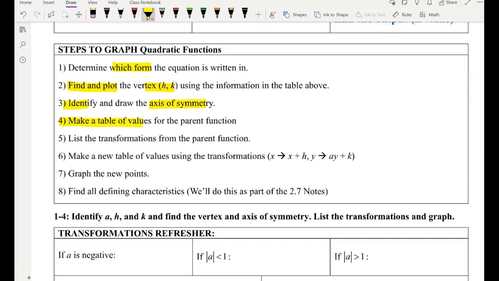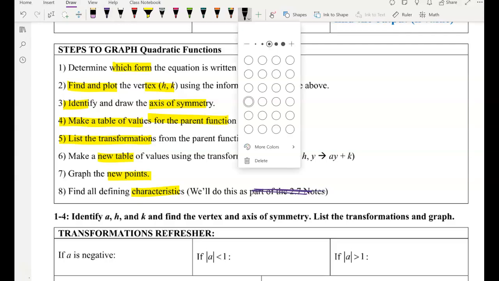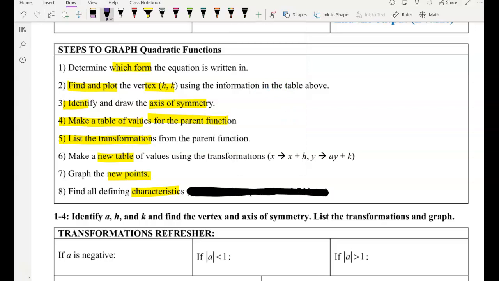Make a table of values for the parent. We are going to use transformations, and then we're going to use the transformations to make a new table. We are going to graph the new points. And then we are always going to be asked to find all of the characteristics. We are not doing that. Cross that out because this was supposed to be there. So go and cross that out.